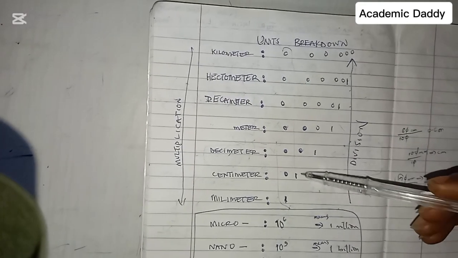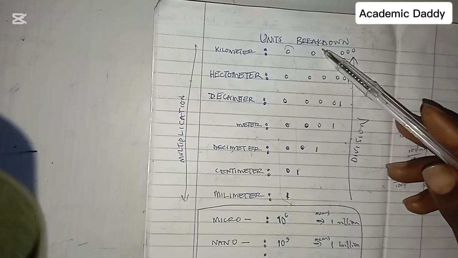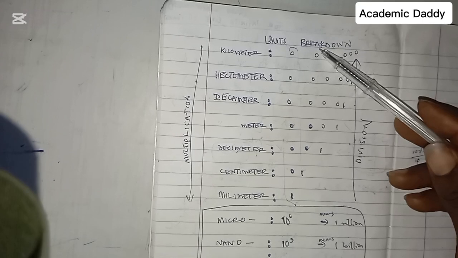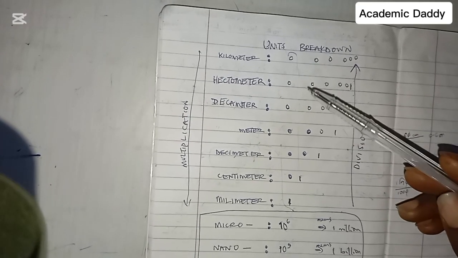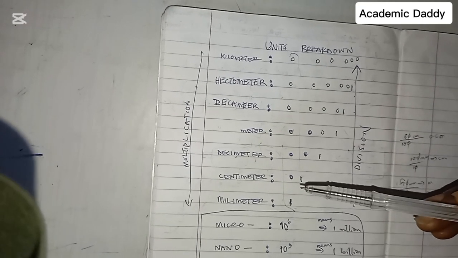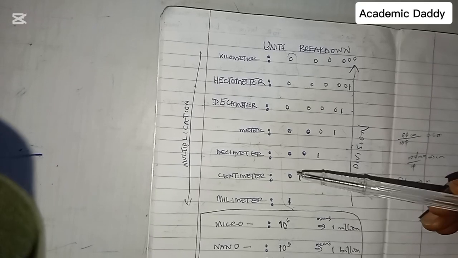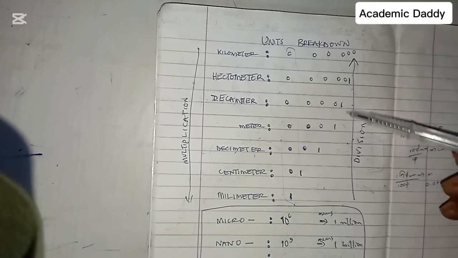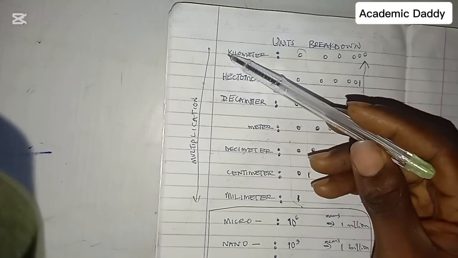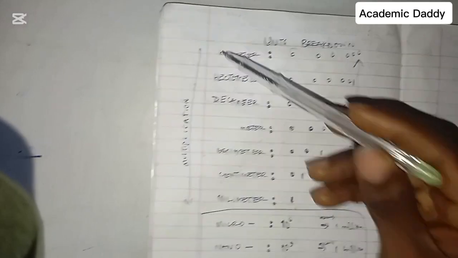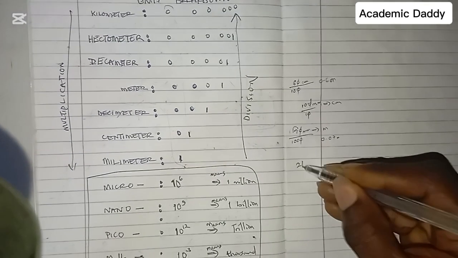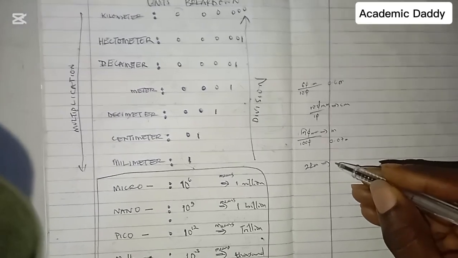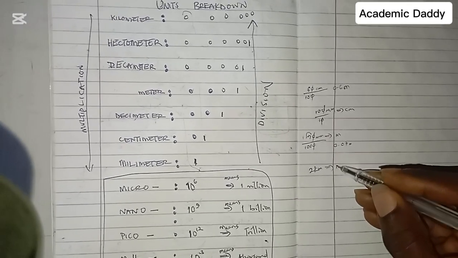If I'm moving from centimeter to kilometer, you see that I have how many zeros? 1, 2, 3, 4, 5. That means 100,000 centimeter is equal to 1 kilometer. So if I'm given anything in any of these down here, I will divide. But let's say I'm given something in kilometer now. Let's say I have 2 kilometer, and they're asking me to convert it to meter.